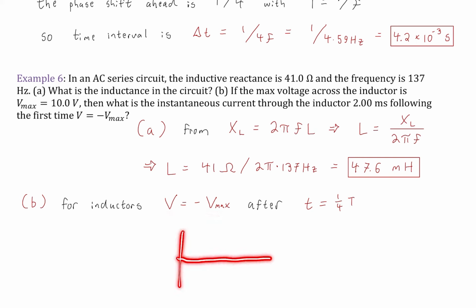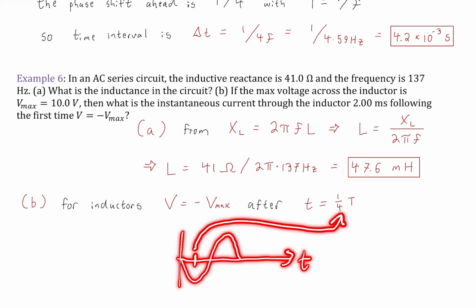Essentially, we're dealing with this. This is our function, okay? And that's our time right there. Here's our axis t. This is our point. This is our 1/4 of a period, see? Okay? All right, and by the way, this is voltage.